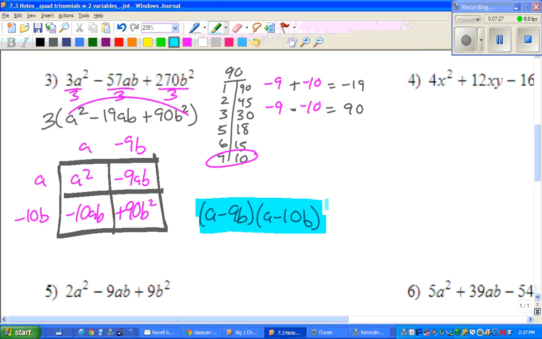Now, what would I do to find out? Oh, don't forget the 3 out in front. Okay, because that's what we factored from the very beginning. And to find out if we got everything right, all we would have to do is FOIL it out.